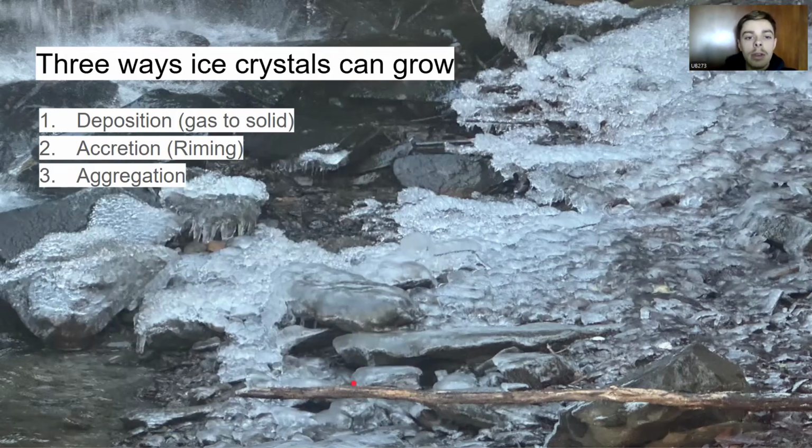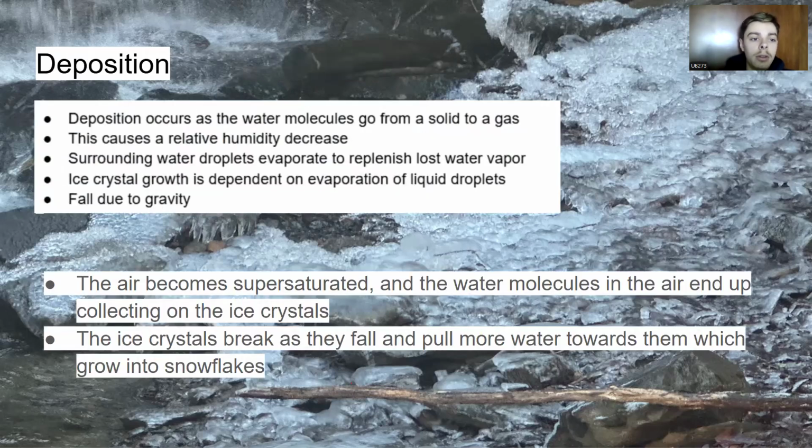There are three ways that an ice crystal can grow that we can talk about. We have deposition, which is going from a gas to a solid. We have accretion, also known as riming, and aggregation. Deposition occurs as water goes from a solid to a gas, or gas to a solid. Sorry about that, that's reversed, because we're talking about ice crystals forming, so from a gas to a solid.